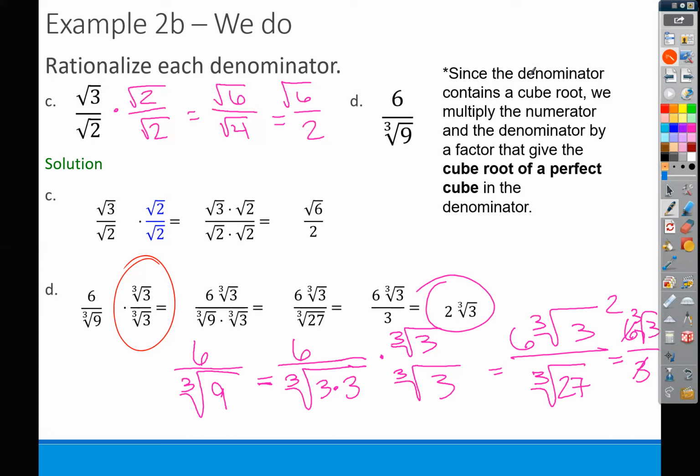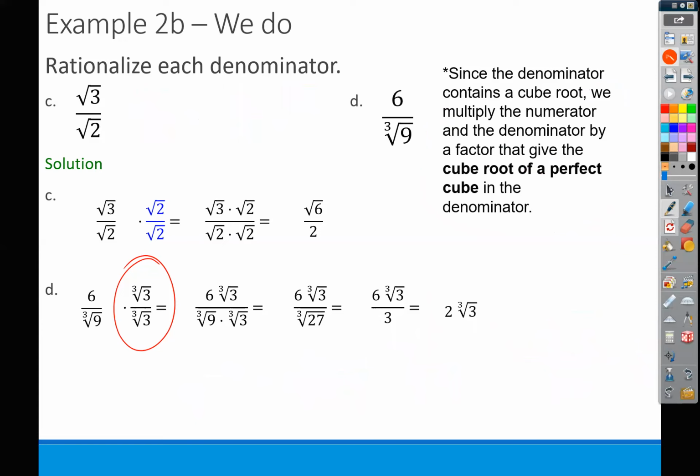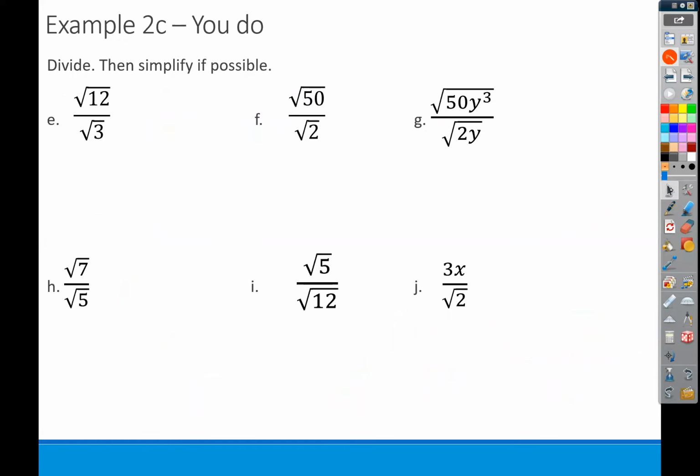So again, this note, you might want to pause it and copy it. Since the denominator contains a cube root, this part, we multiply the numerator and the denominator by a factor that gives the cube root of a perfect cube, which is why I chose to go for 27 in the denominator. So here are some for you to try. And these are your answers. So please let me know if you're having trouble with any of those.